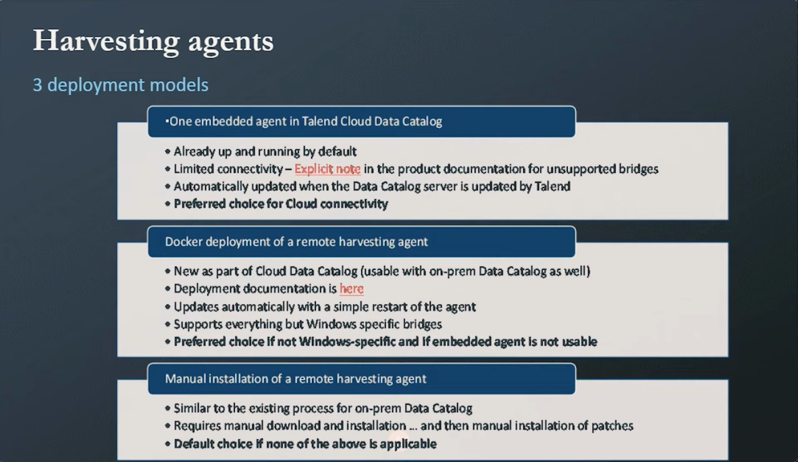And then finally, the manual installation of a remote harvesting agent. It's similar to the existing process of how you do it today for your on-prem data catalog for accessing those sources behind your firewall. It's going to require a manual download and installation, and then a manual installation of your patches. This is the default choice if none of the above are applicable. Again, all of this information is out on help.talend.com if you have any further questions around that.